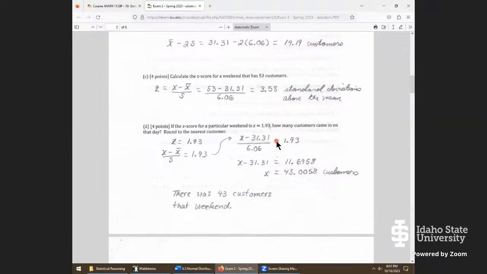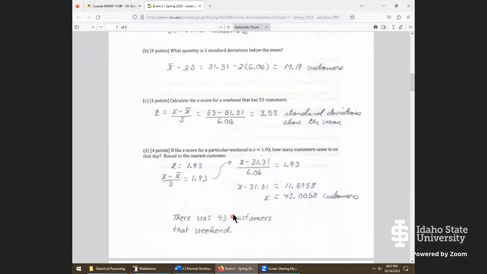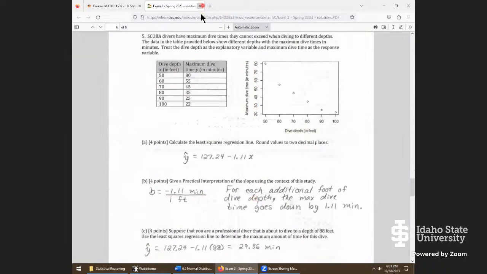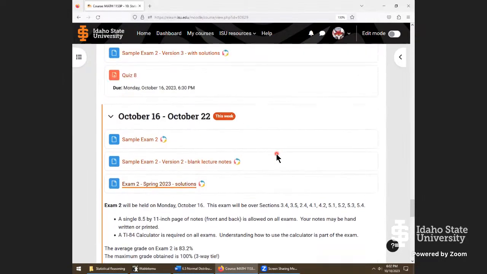Is this the right one? Z-scores. Yeah, I believe this is, wait a minute. That was Spring 2023, I must have uploaded the wrong set of exams. This was for the 75-minute class.